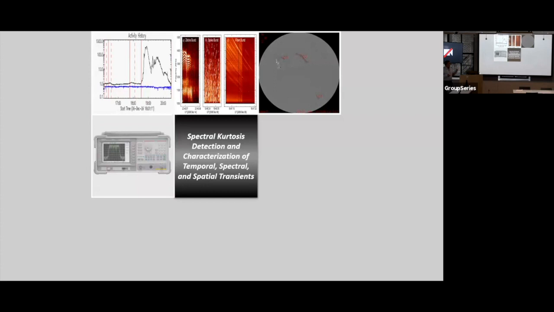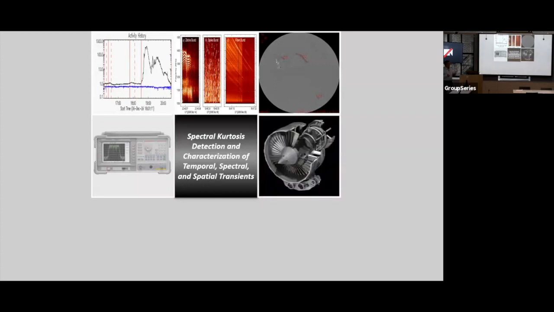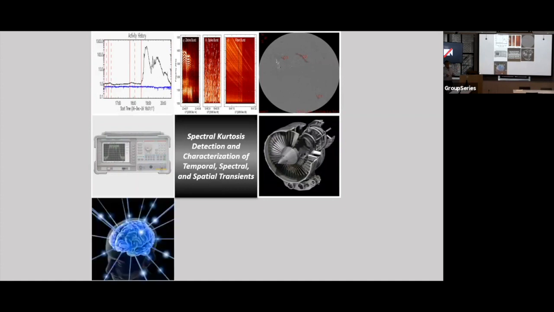So you can even do a spectrum analyzer. You can listen to noises, and 10 minutes, thank you.